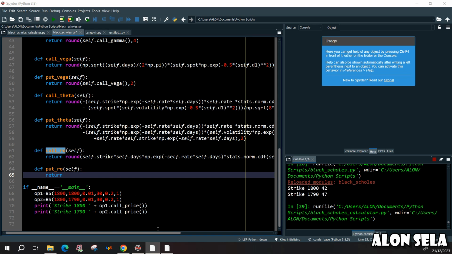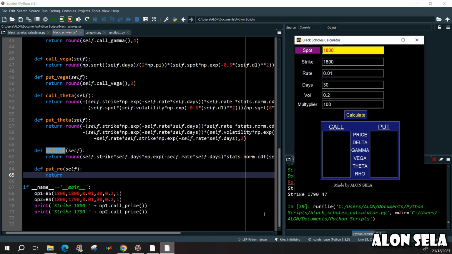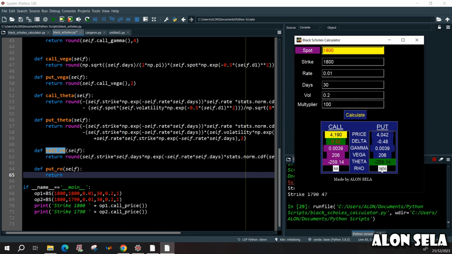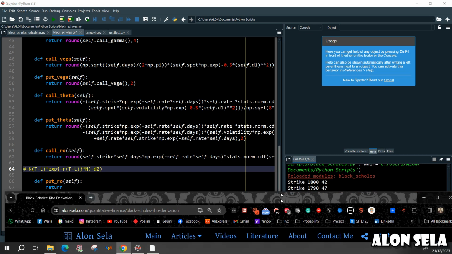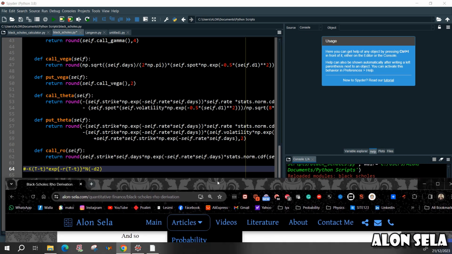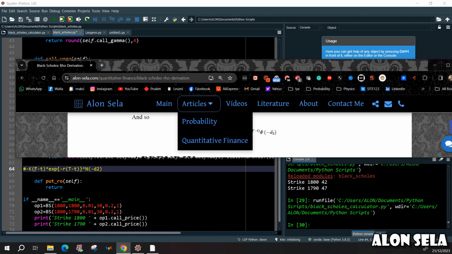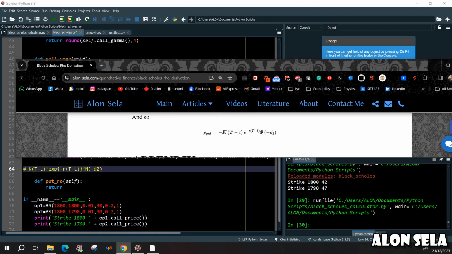Just before we do the rho for the put together, I want to show that if I calculate the values now, you can see that the put has basically nothing, and later on we're going to fix it. Okay, so this is the formula for the rho of a put option, and I just entered it here for us to see and get a reference.